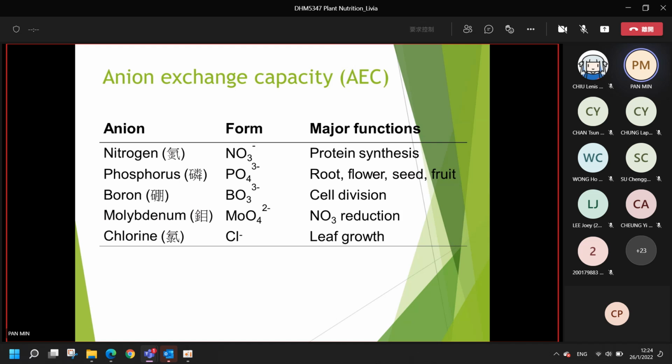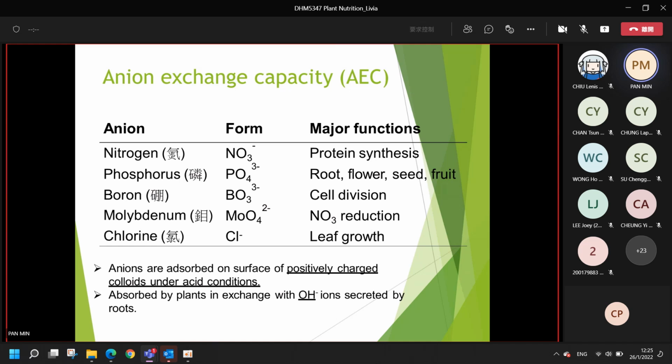And phosphorus is very useful for the roots, flowers, seeds, and fruits. Boron, molybdenum, and chloride are also important for cell division. Some of the micronutrients participate in macronutrient assimilation. Here you can see molybdenum acts as the catalyst in the nitrogen reduction and assimilation process in plants. And chlorine is also used for leaf growth in plants.